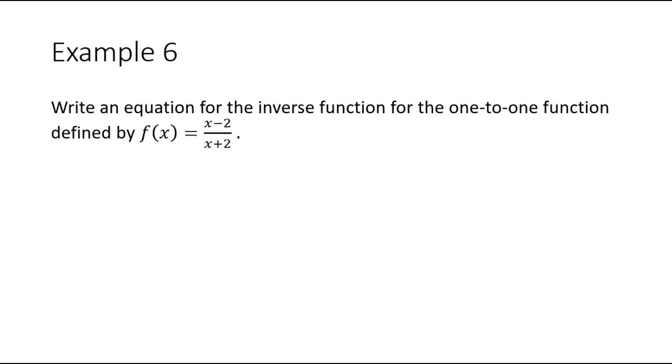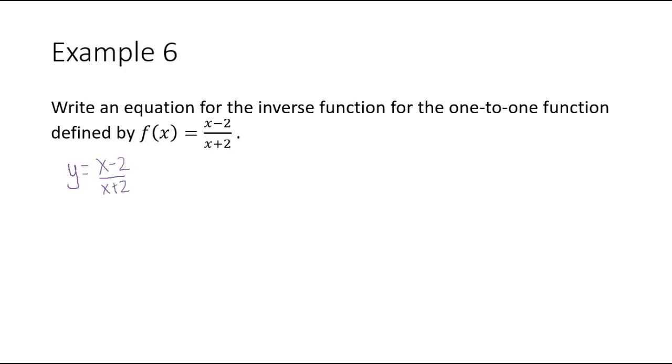Example 6. Write an equation for the inverse function for the one-to-one function defined by f of x is equal to x minus 2 divided by x plus 2. All right, following our procedures, we're going to take the f of x out and replace it with a y. So this function becomes y is equal to x minus 2 divided by x plus 2.